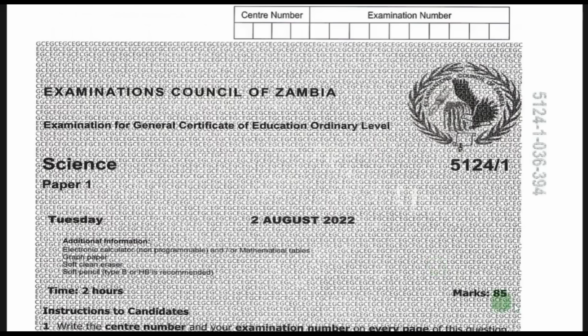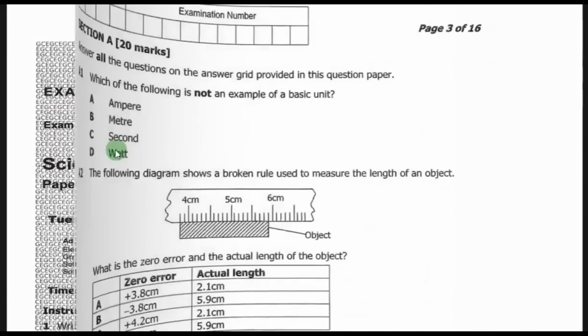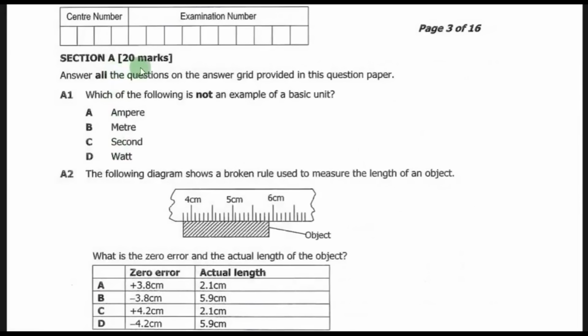So the paper reads Science Paper 1, the paper that was written on the 2nd of August 2022 by the GCE candidates. So the paper reads Examinations Council of Zambia, Examination for General Certificate of Education Ordinary Level. So without wasting much of your time, let's go straight into the revision. All right, so this is section A, 20 marks. Answer all the questions on the answer grid provided in this question paper.